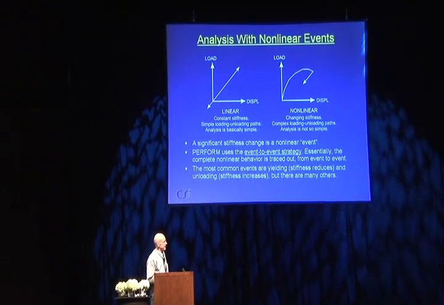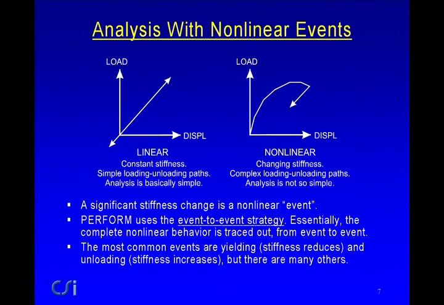But there are many other things which can lead to changes in stiffness. And what Perform uses is the event-to-event strategy, where it basically just goes from event to event and calculates when the next event is going to occur, and then modifies the stiffness to take account of the event. It really simulates fairly closely what happens in reality.